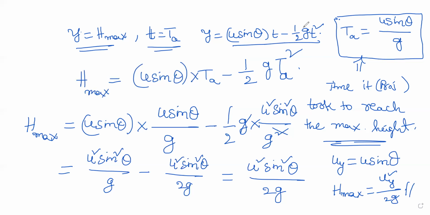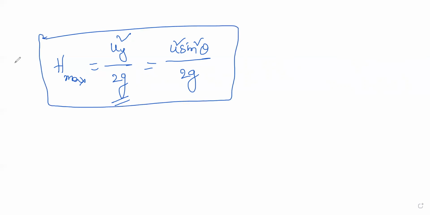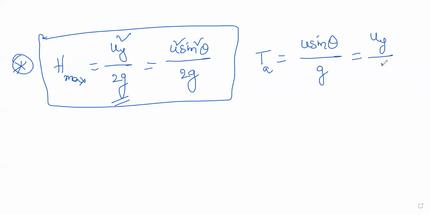So I'll write the equations like this. h max, this is how you can remember. It's nothing but uy square by 2g. So what is the velocity in the y direction? Square it and divide it by 2 times gravity. The velocity in the y direction is u sine theta, so you get u square sine square theta divided by 2g. That is the equation of the maximum height. And another equation we got is time of ascent, which is u sine theta divided by g. You can remember it as uy by g. Fine.